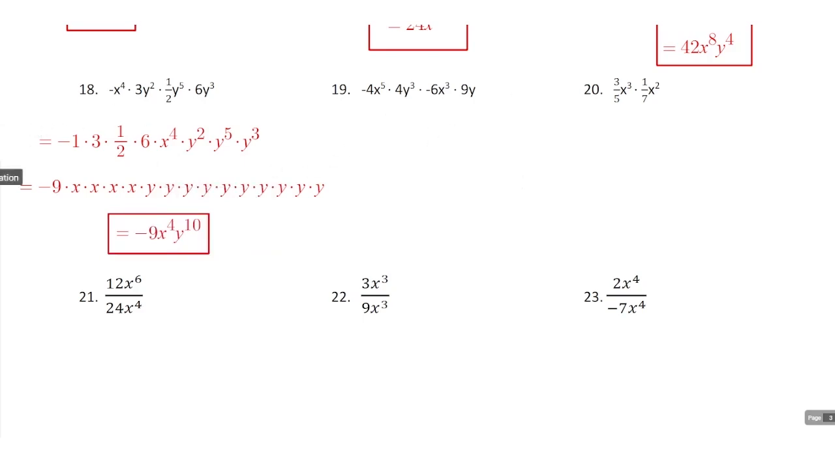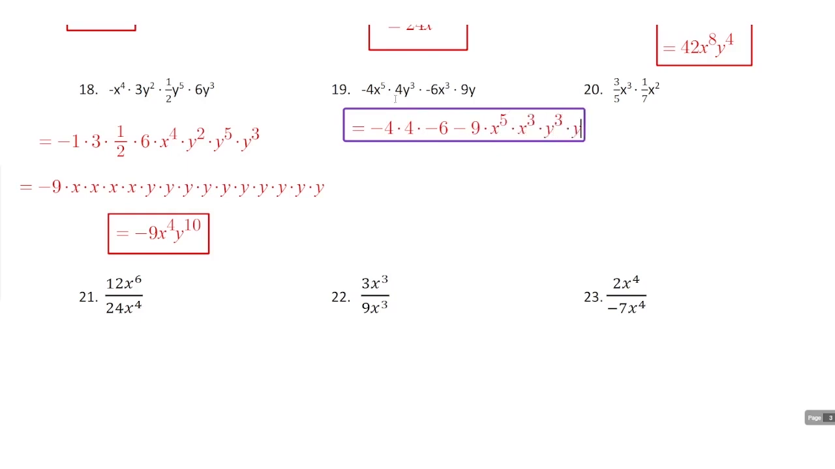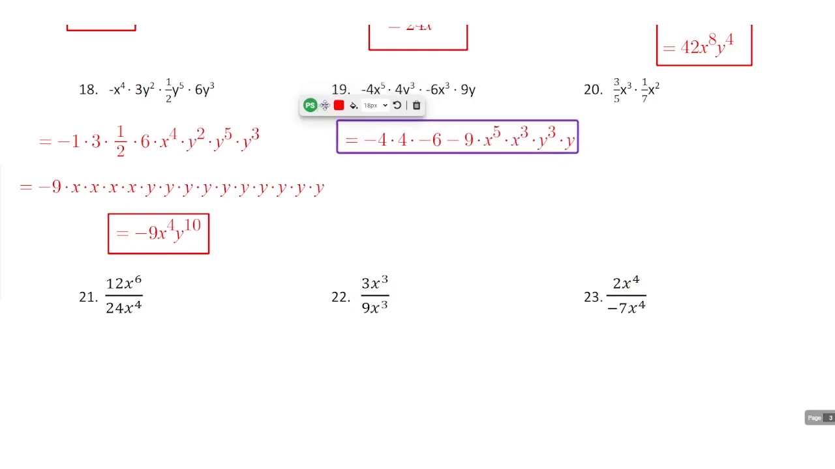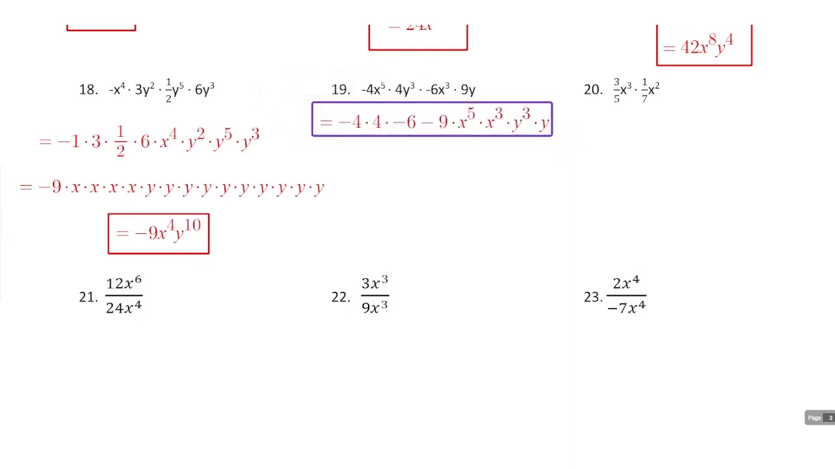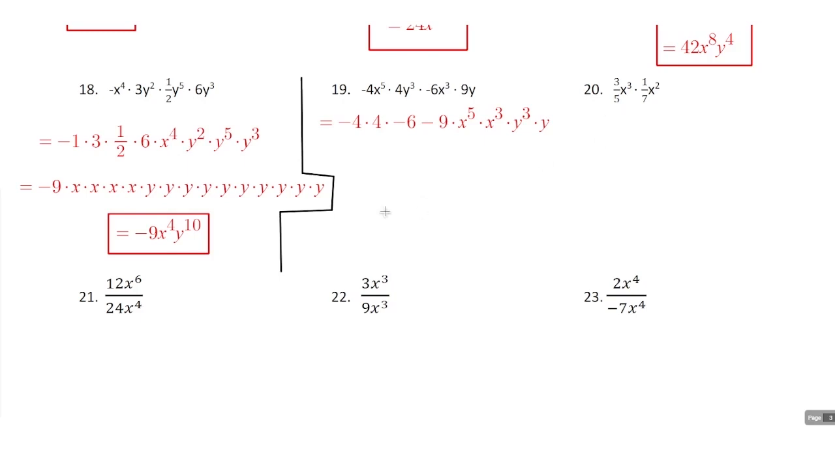Number 19. Are we going to be able to fit this one in here? Let's see. Negative 4 times negative 6 times 9 times x to the fifth times x cubed times y cubed times y. So I'm just kind of regrouping everything here. Let's see, I think what I'll do here is to just kind of make sure we don't get mixed up. Let's kind of space this out a little bit.